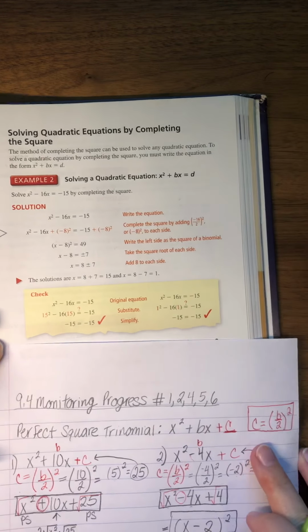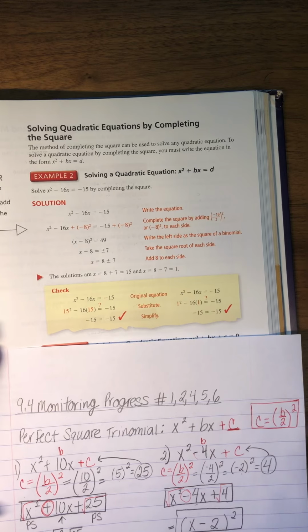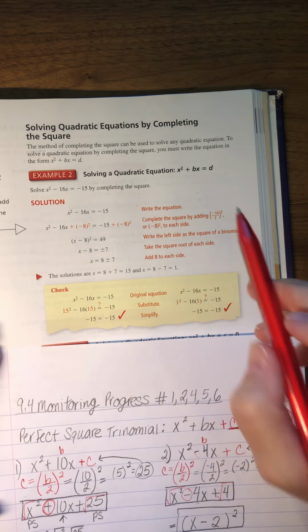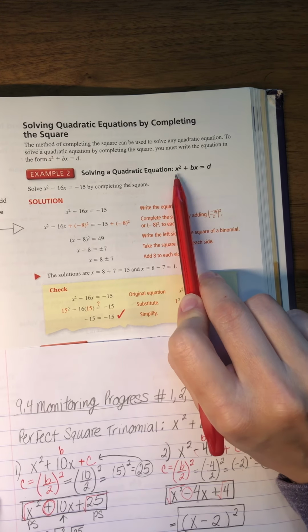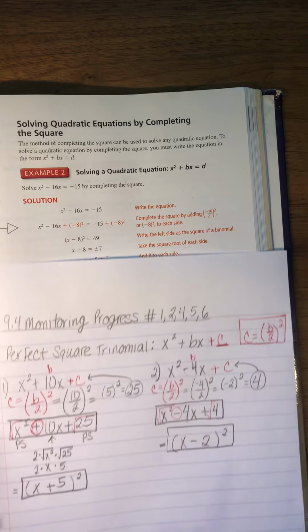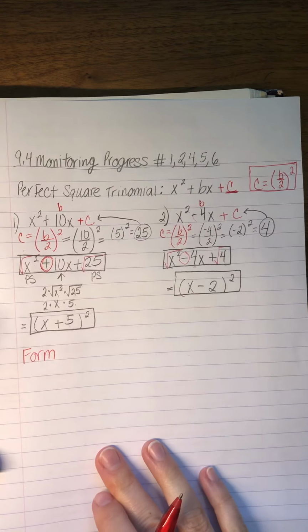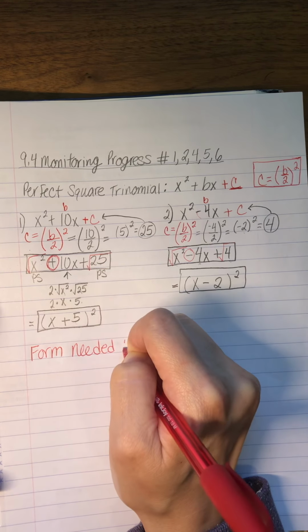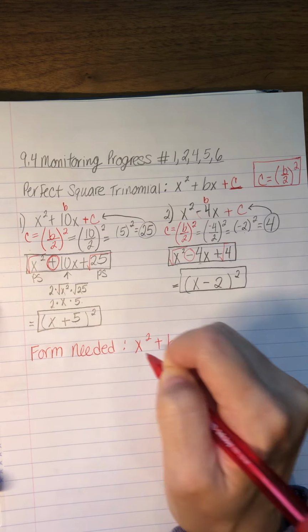And now we're going to follow example 2 from the book, and we're going to start solving by completing the square. When we solve by completing the square, we always have to start with the correct form of the equation. So this is the form that we need: x squared plus bx equals d. I'm going to write that down here because it's really important that we start with the correct form.